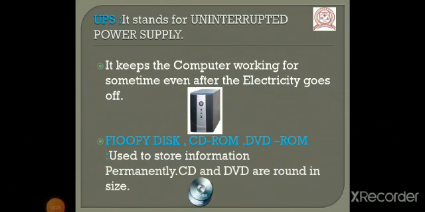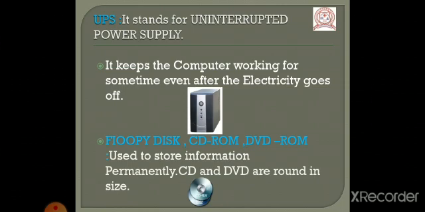Children, one more helping device of a computer is UPS. It stands for uninterrupted power supply. It means that it keeps the computer working for some time even after the electricity goes off.